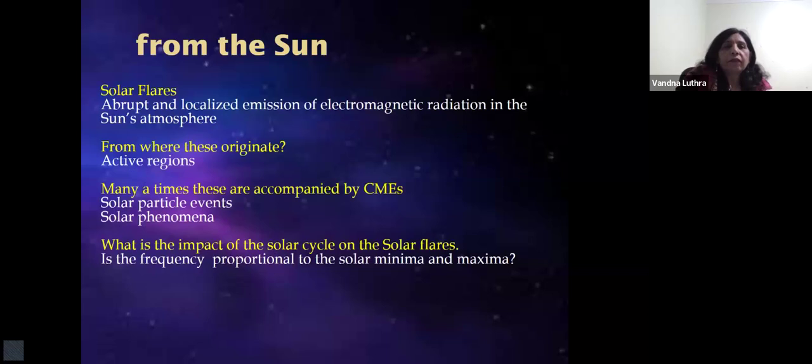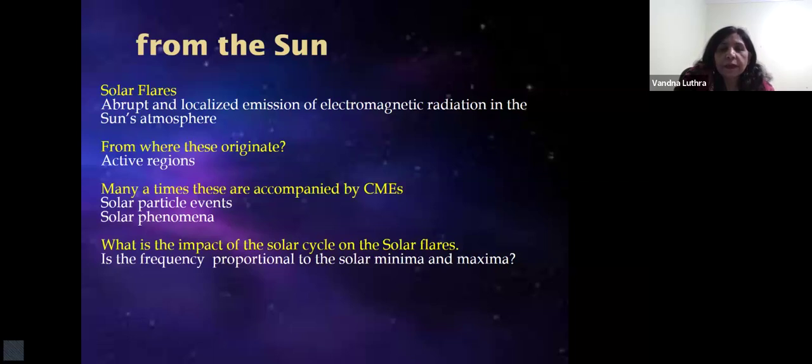So in this regard, solar flares are the abrupt and localized emission of electromagnetic radiation in the sun's atmosphere. Where are these originating from? We had a lecture by Professor Rajmal Jain, and I think everyone knows about the many activities which are occurring on the sun. When we are talking about their origin, the active regions play a very important role. In active regions, the identification and naming is done by NOAA, and then their progression is also seen over the period of time.